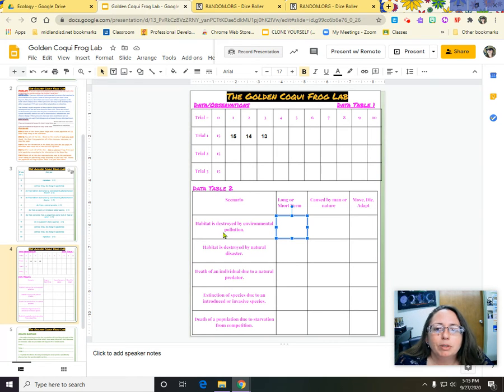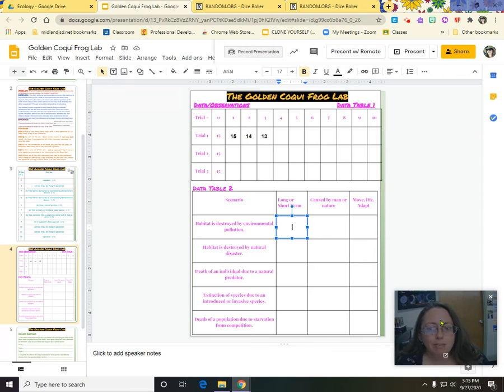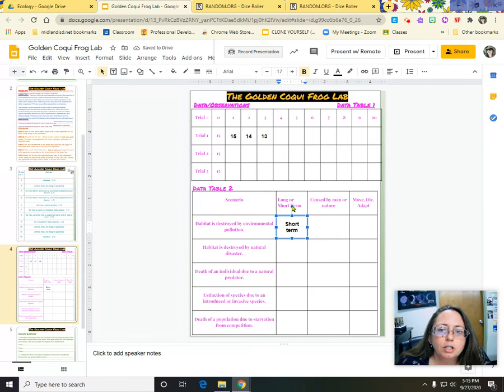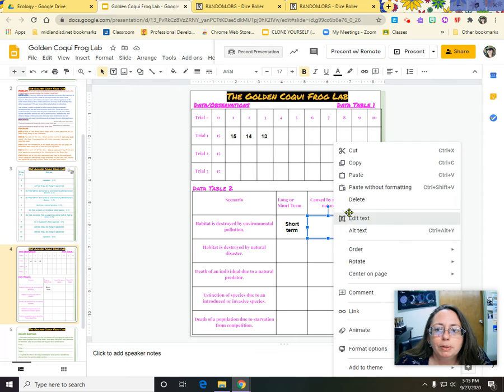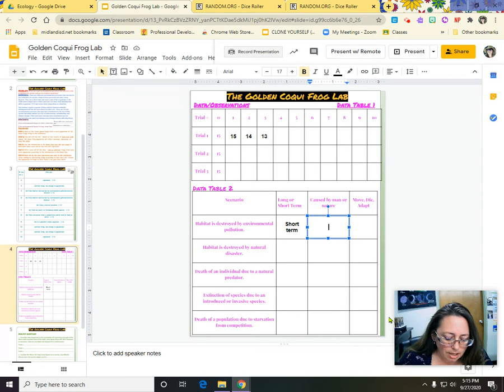So on data table 2, it says habitat is destroyed by environmental pollution. Environmental pollution is like natural pollution, right? So if it's natural, that's going to be short term. So right here in this box, you're either going to put long term or short term. See that? Long term or short term. Then in this box, you're going to put caused by man or caused by nature. Well, if it's environmental pollution, that's going to be caused by man.